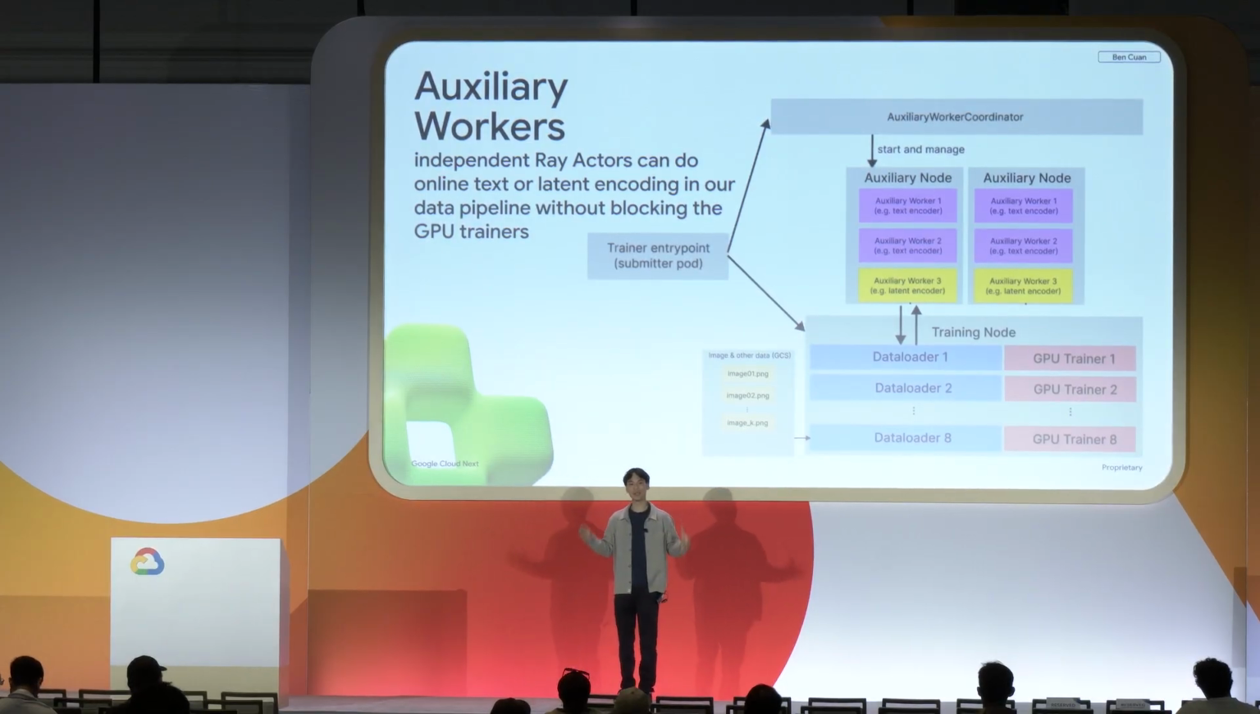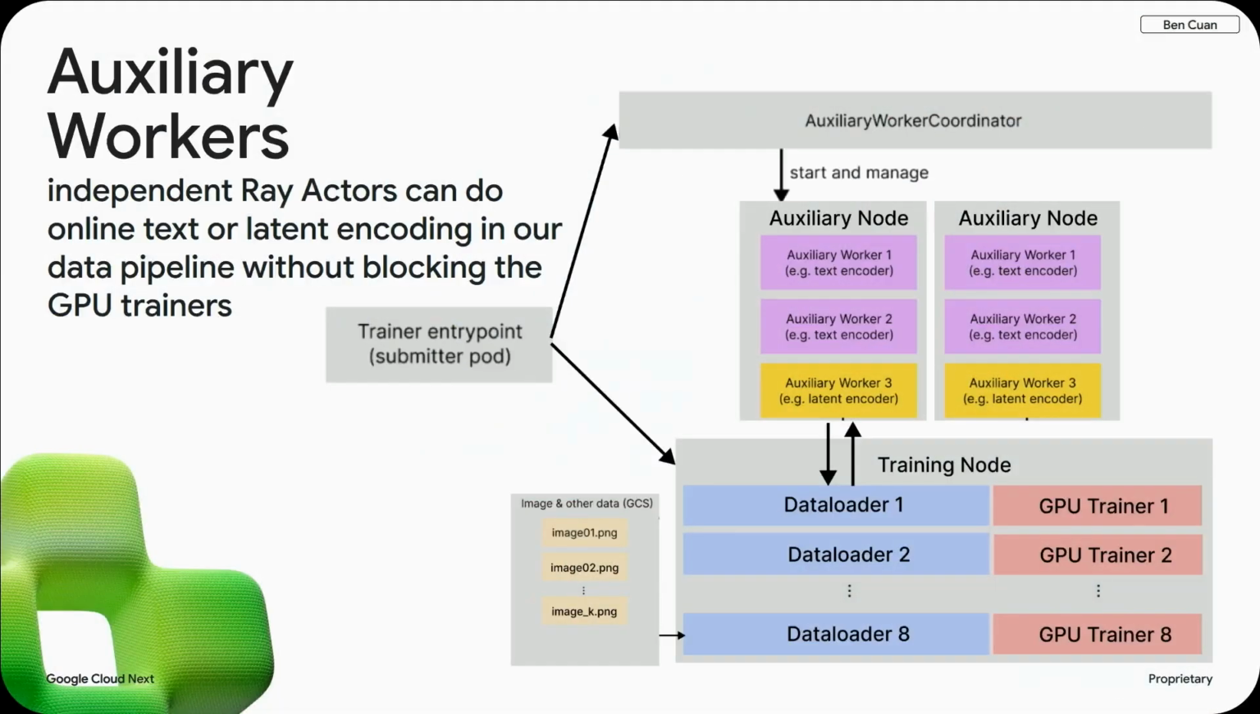The concrete implementation of that idea is what we call auxiliary workers, which is a method that we leverage independent Ray actors for. So in this diagram here, we have our main training nodes that are running our main training loop, but we also have auxiliary workers that are managed on the side that can take care of our tasks that are temporally slower or faster than the main training loop.